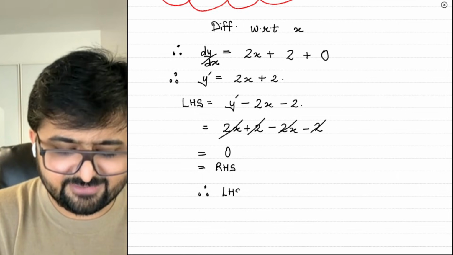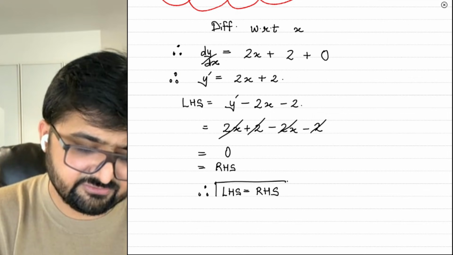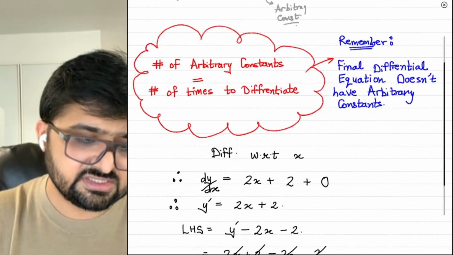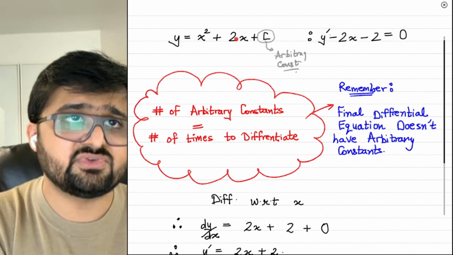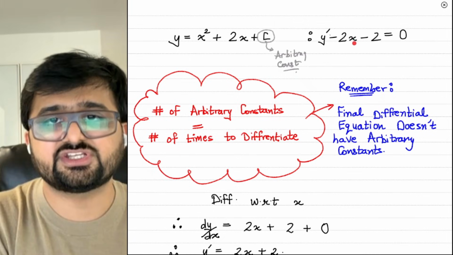Therefore, left hand side is equal to right hand side. Therefore, we are able to prove that this equation here, the equation y is equal to x square plus 2x plus c, is a solution of this differential equation.